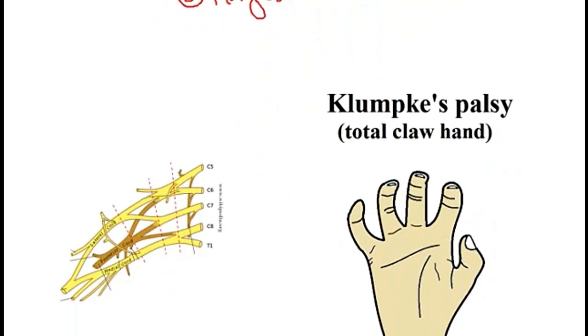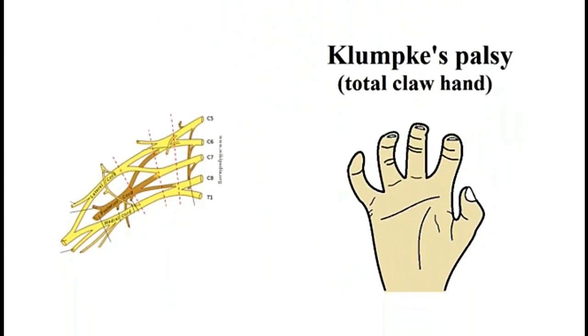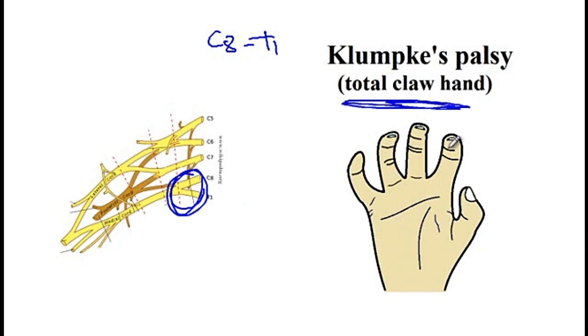And then the final condition is Klumpke's palsy, which is from damage to the C8 and T1 nerve roots, which could be either, for instance, from forceful upward pulling of a child's arm or grabbing onto an object while falling. Alternatively, it could also be caused by thoracic outlet syndrome, where there is compression of the subclavian artery as well as the inferior trunk of the brachial plexus. And so the presentation of Klumpke's palsy is total claw hand due to paralysis of the lumbrical muscles.